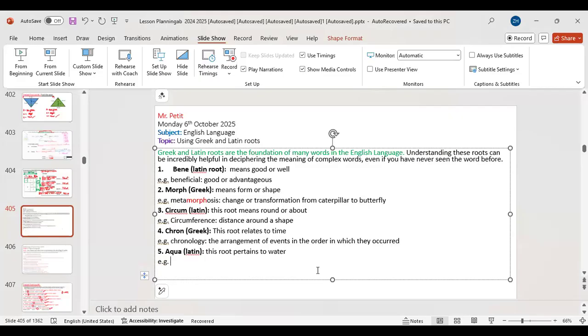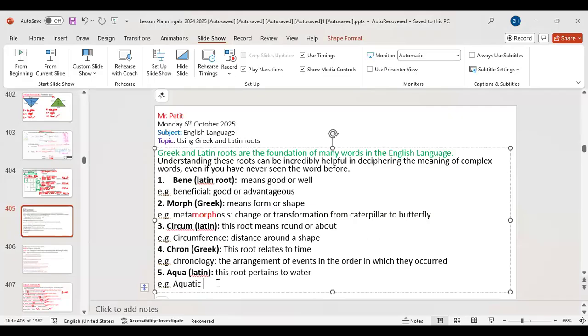The example I'm going to use is aquatic. If I say aquatic animals, what type of animals do you think I'm referring to? Animals that live in water. Very good. So aquatic means animals and plants that live in or near the water. Okay, aquatic.